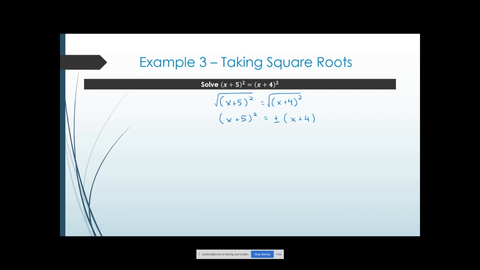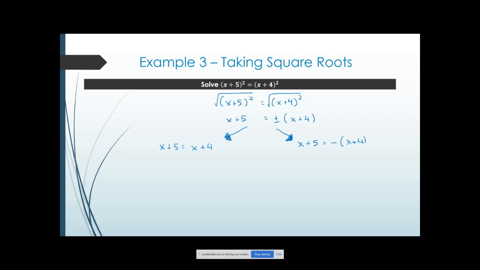And so this is one of those cases where, oops, that shouldn't say squared on the left. Should be just x plus 5. But this is one of those cases where you have to write your equation separately because you're going to have to distribute before you can minus 5. So we're going to write two equations here. x plus 5 equals, and then the positive version, x plus 4. And then x plus 5 equals negative (x plus 4).